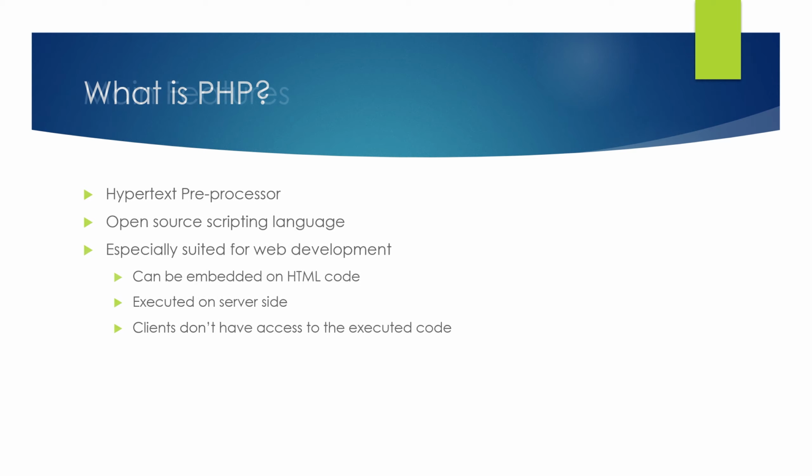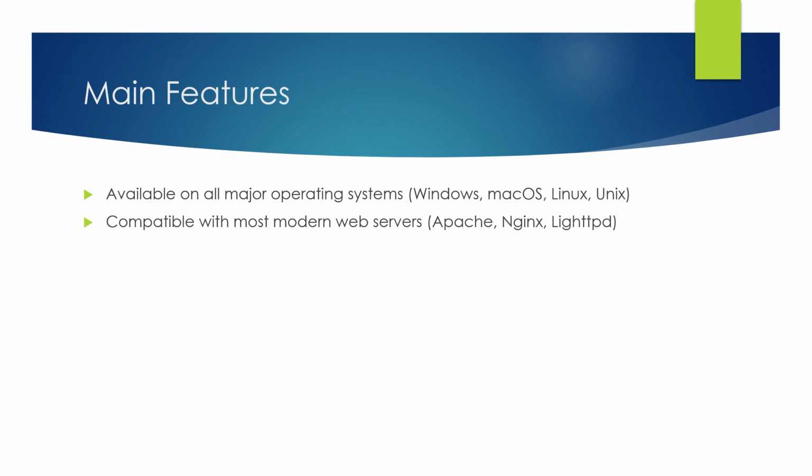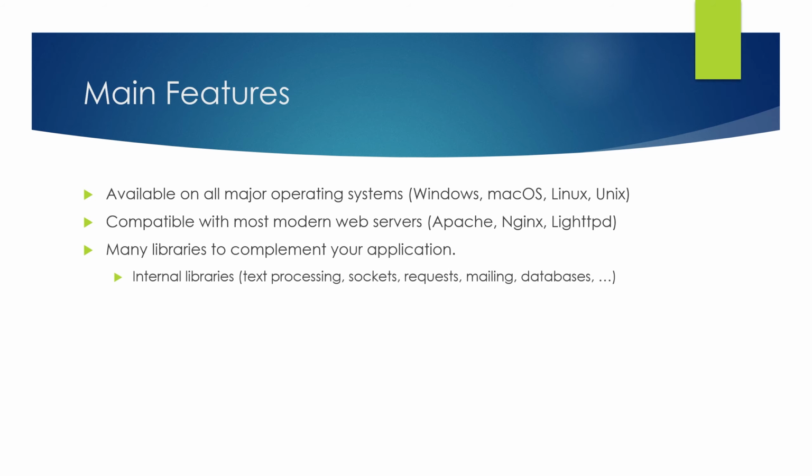There are many other features that come with PHP. PHP is available on all the major operating systems like Windows, Mac OS, Linux, or Unix. It is also compatible with most modern web servers like Apache or Nginx, and it comes with many libraries that you can use to complement your application. In particular, the internal libraries that come already installed with PHP.